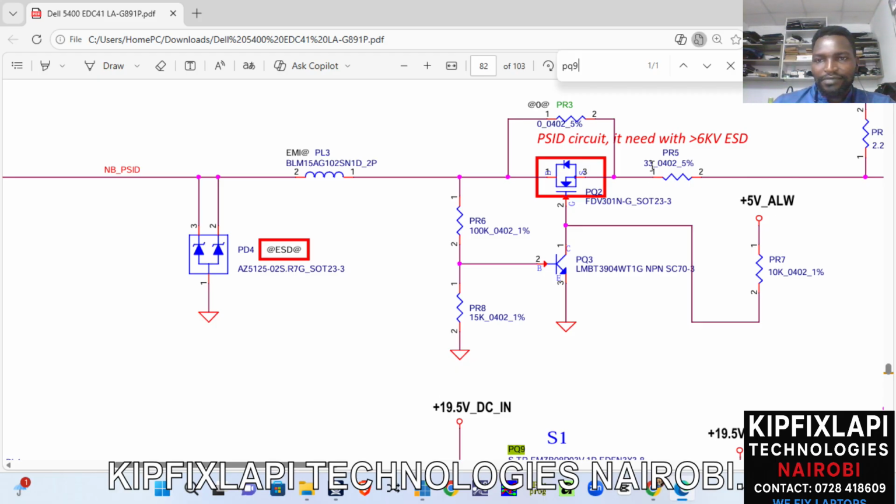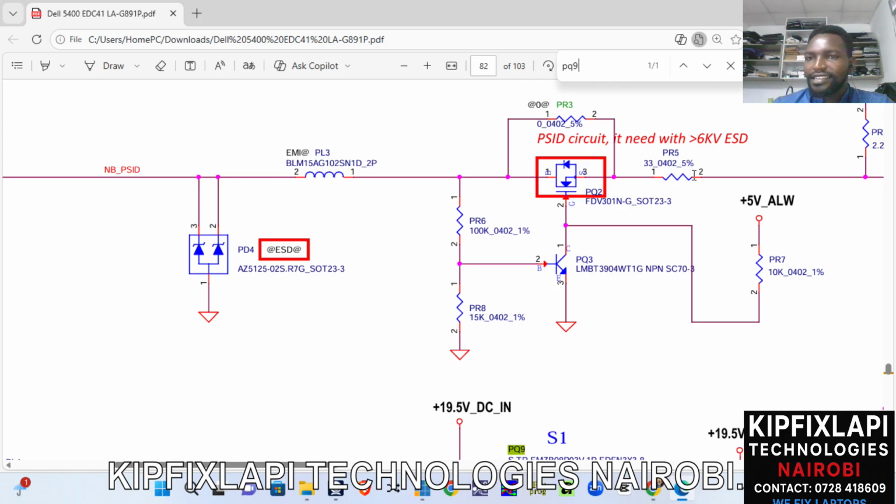Can you see now the difference between this and this? This one was having 100 kilo ohms. This K represents kilo ohms. This one was having 15 kilo ohms, but this one having 33 ohms. But still, they have the same size.